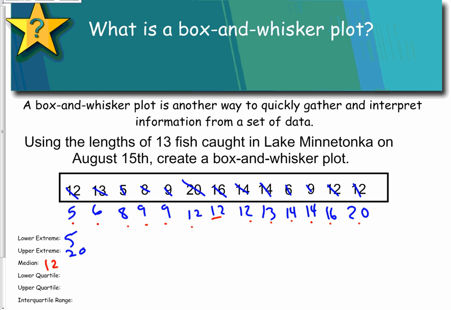So now my lower quartile means I only take the median of this lower half right here. So 1, 1, 2, 2, 3, 3. Now when there's nothing in the middle like that, I take those two numbers and divide by 2, okay? So I'm going to take 8 plus 9 and divide it by 2. So when I do that, I get 8.5.